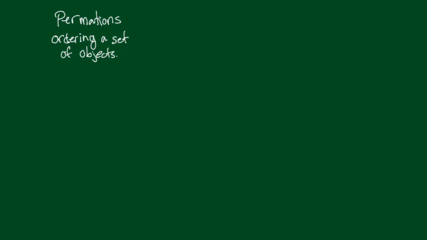This is section 5.4, and what we're going to do is talk about permutations. Now, permutation means arrangement. We're going to take a set of objects and put them into a particular order, some or all of those objects.